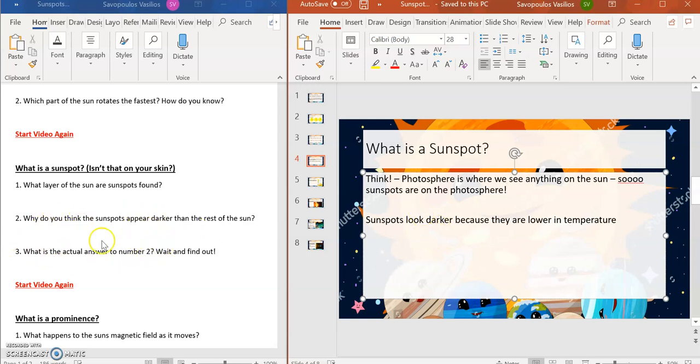So that should answer number 2 and number 3. You don't have to redo number 2, but you should answer number 3, and you should say that sunspots are darker because they're lower in temperature.